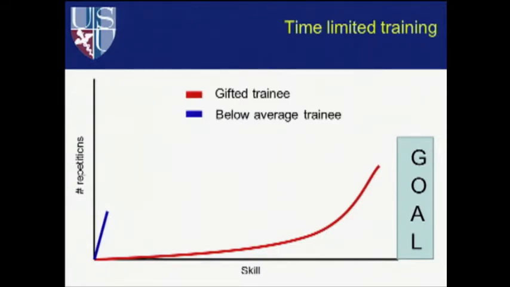And then if that bar to the right there is your goal of what skill level you want your trainees to perform at, you may or may not be reaching that goal. Your variability is along that skill axis, and that's not ideal.